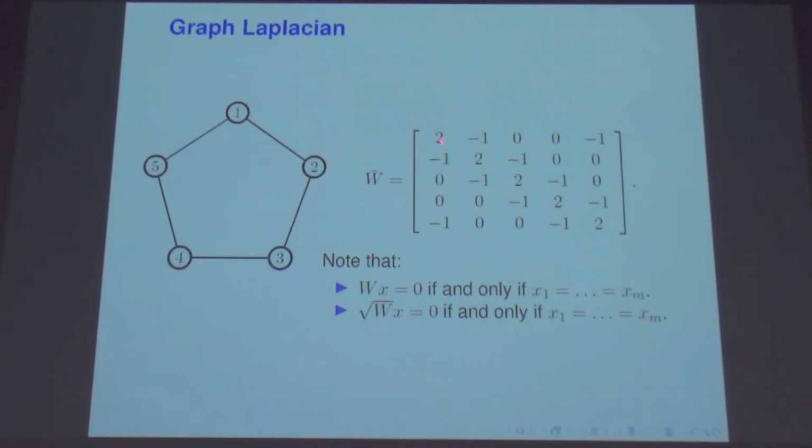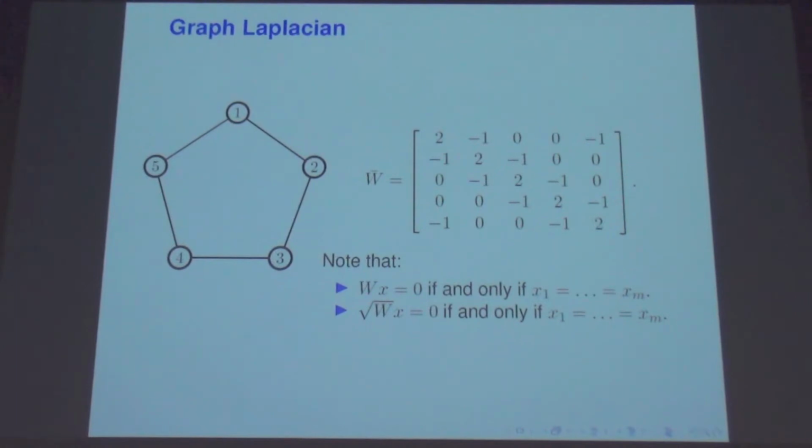So in this case, it's 2 because, let's say, node 1 has 2 neighbors, node 5 and 2. Node 2 also has 2 neighbors, and so on. And then it's going to be a -1 if that node is connected to the other one. So, for example, here, node 1 is connected to node 2 and node 5. Right? Node 2 is connected to node 1 and node 3, and so on. So this is the graph Laplacian.